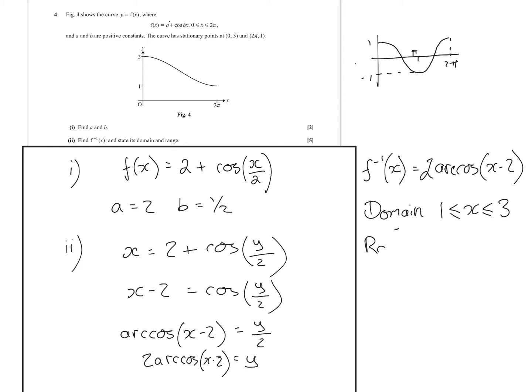Therefore, the range, and they get really fussy with the letter that you use here, the range is the output of the inverse function, and the output of the inverse function is the y values, and the y values are, brilliant, the domain of the original function, the input of the original function. What was the input of the original function? 0 to 2 pi.